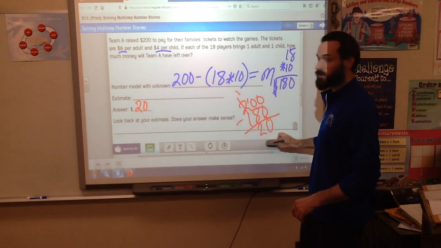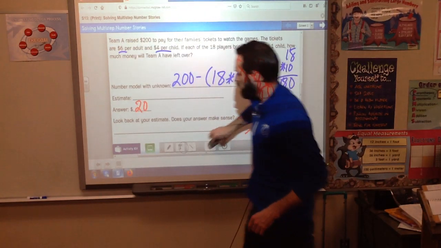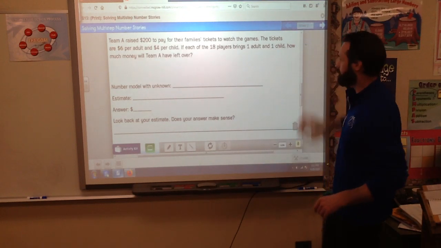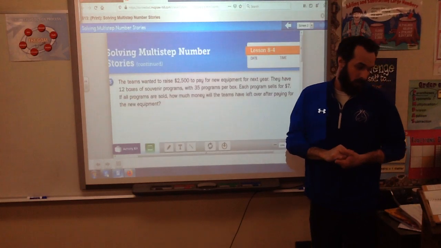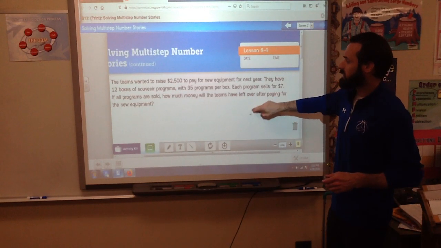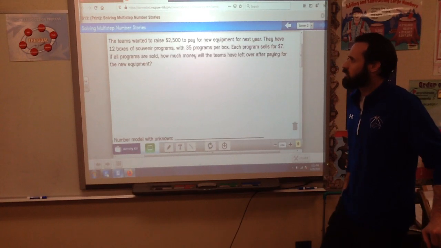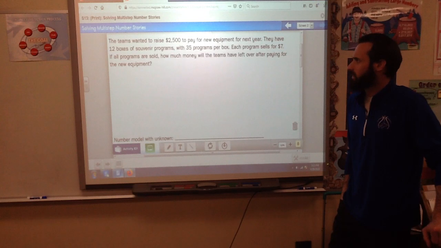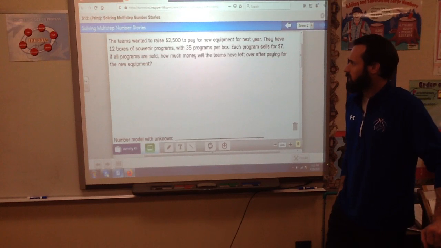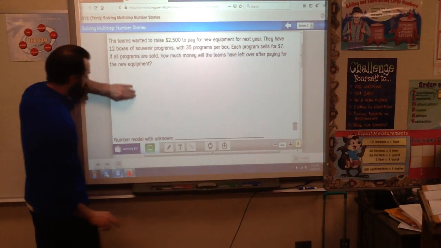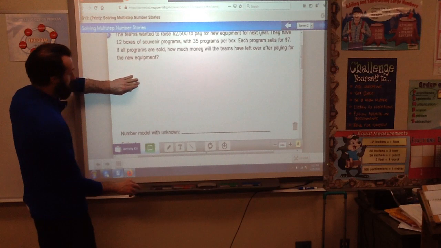All right, we are going to look at one more before we go to what I want you to do for math boxes today. Problem 3. The teams wanted to raise $2,500 to pay for new equipment for next year. They have 12 boxes of souvenir programs with 35 programs in each box. Each program sells for $7. If all the programs are sold, how much money will the teams have left over after paying for the new equipment? Okay, so they want your number model with unknown down here.